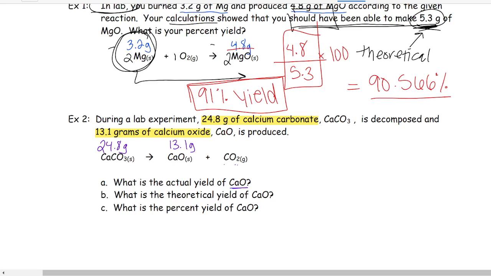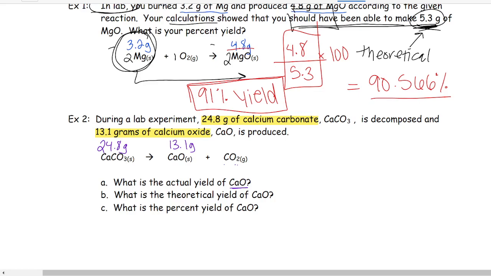Do we have enough information to determine the actual yield? I just didn't hear if someone answered. Oh, is it yes? We have enough information, right? Yes, we have enough information. So what's the answer? Mm-hmm. 13.